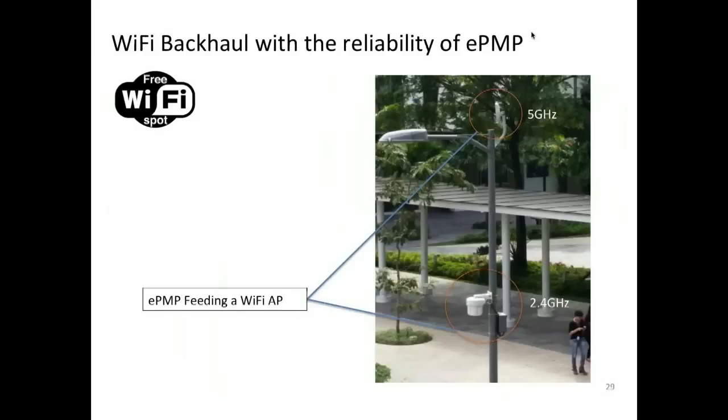Quick picture of a deployment of Wi-Fi backhaul. Similar concept. There's a Wi-Fi access point down on the pole, ePMP running its proprietary reliable wireless link, and Wi-Fi is providing coverage below. One is in 5 gig, one is in 2.4, another application of using ePMP.